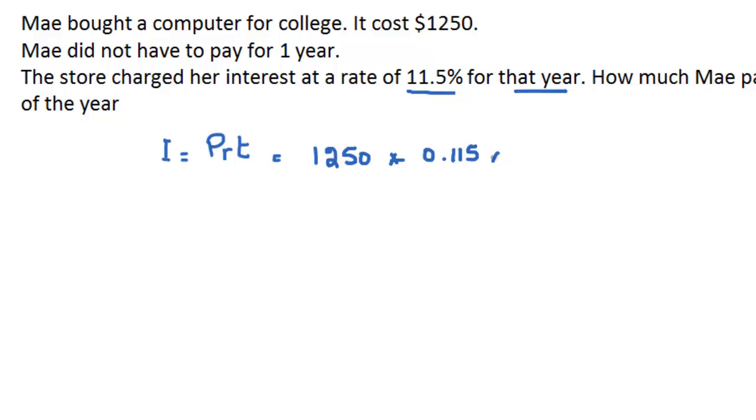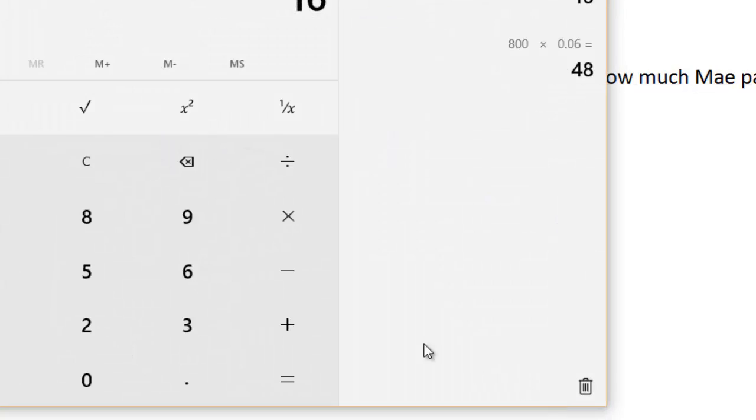0.115 times. Now, is she going to take it for 1 year? Yes. So we can say times 1, or we don't say it and we can avoid that, because you know when you multiply a number by 1, it's going to give you the same number. So let's see with the calculator.